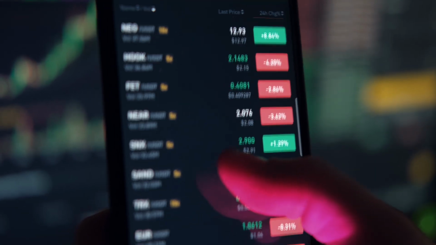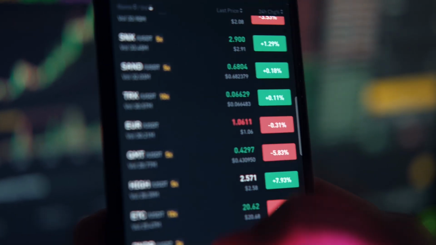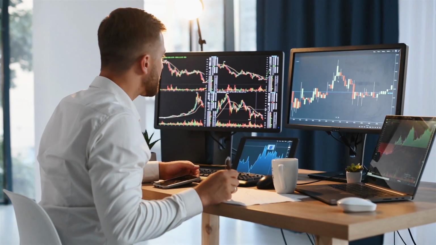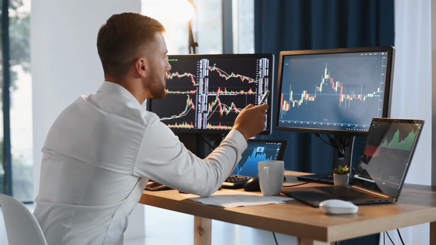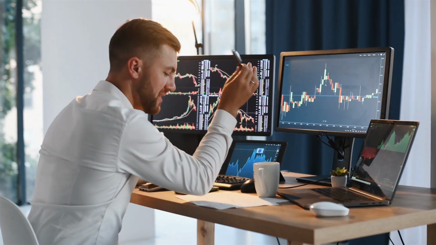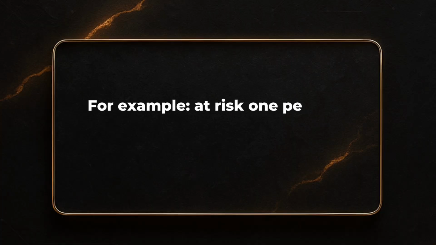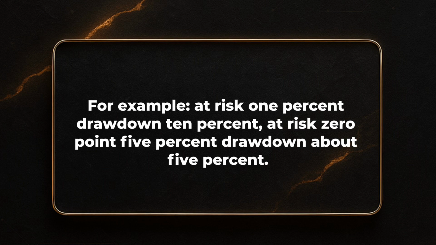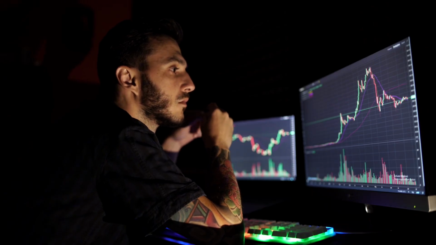Suppose you got a series of 10 losing trades in a row. If risk per trade is 1%, this means expected drawdown can reach about 10%. If for you this is too big a load, this isn't a strategy problem. This is a risk adjustment question. For example, at risk 1% drawdown is 10%, at risk 0.5% drawdown is about 5%. This way, you adjust the system to your psychological comfort.